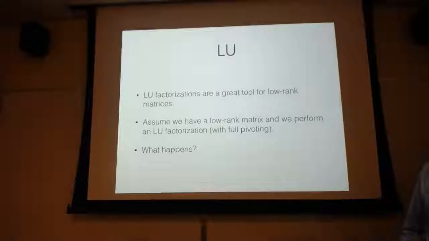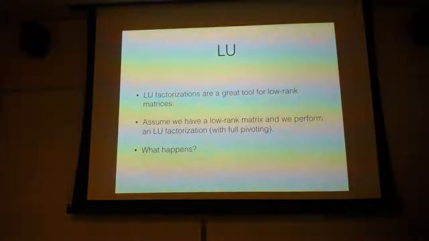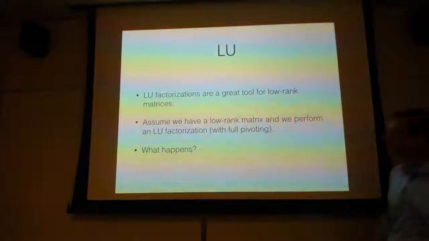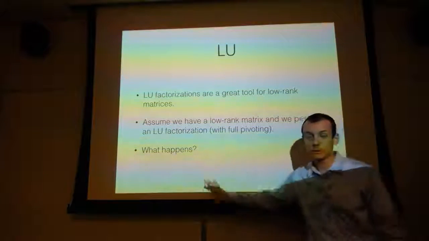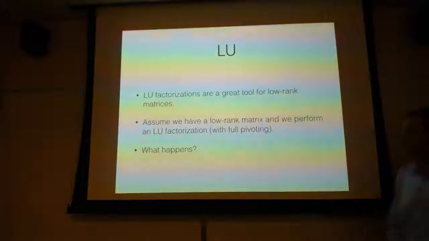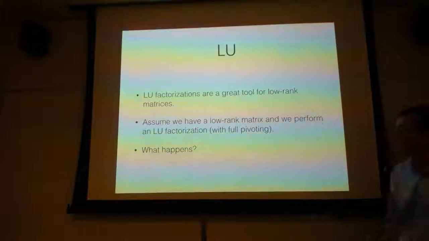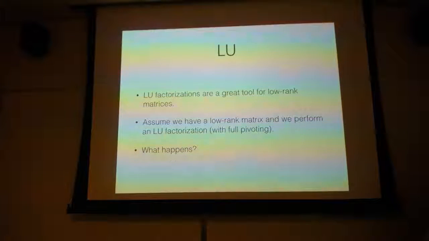So I'm going to use a super simple tool to explain what works. First, I want to just look at the LU factorization. Let's say you have a low rank matrix, and you want to perform an LU factorization of your matrix. First, you probably should be concerned, because if you have a low rank matrix and you just do a straight LU factorization, most likely you're going to encounter a zero pivot quite rapidly.